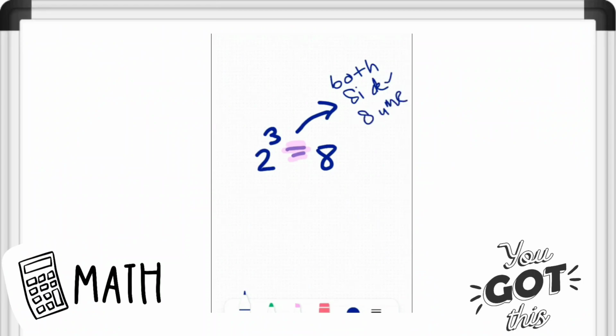Okay? Next, we know that if we are comparing exponents, the bases need to be the same. So you should know that 8 can also be written as 2 to the power of 3. So when I have 2 to the power of 3, that is the same as saying 2 to the power of 3 is equal to 8.